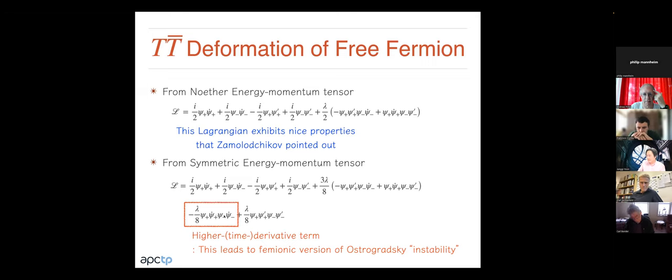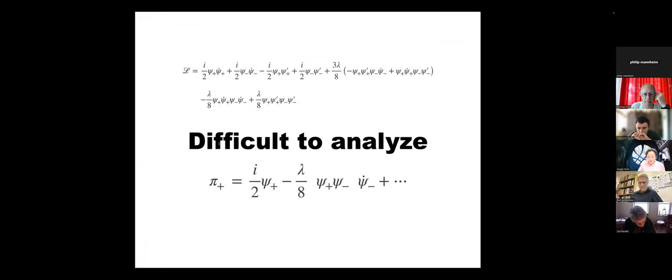You can immediately guess that because of the higher order derivative, the Hilbert space is bigger than before. So it's not a deformation. It's just that a new degree of freedom pops up. So that's the problem.